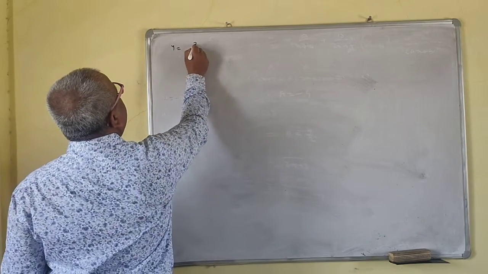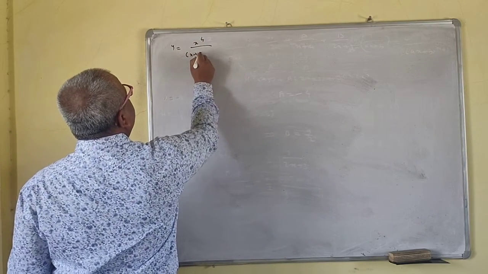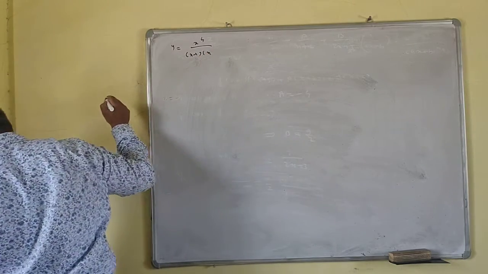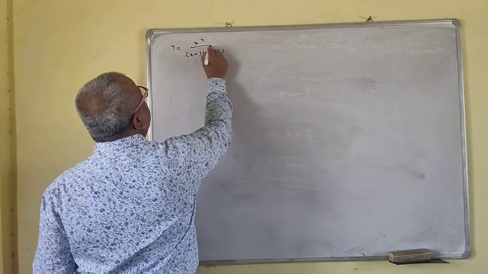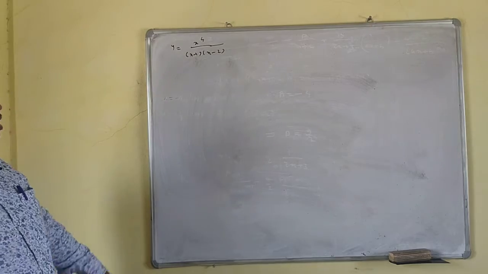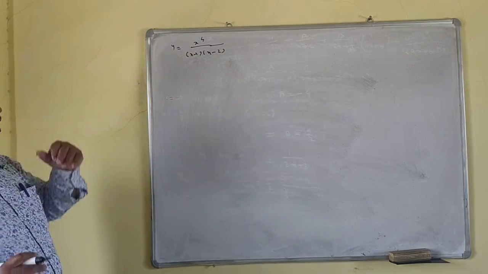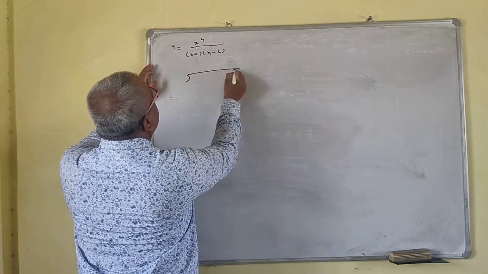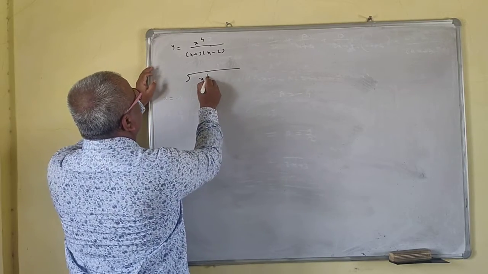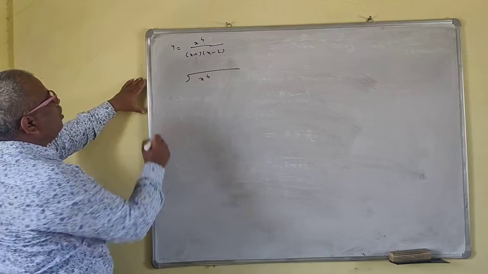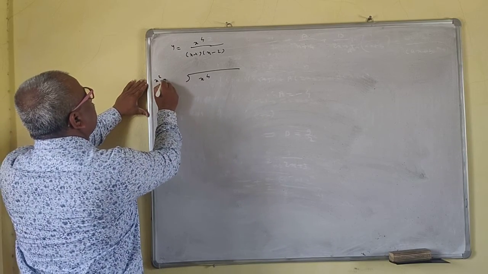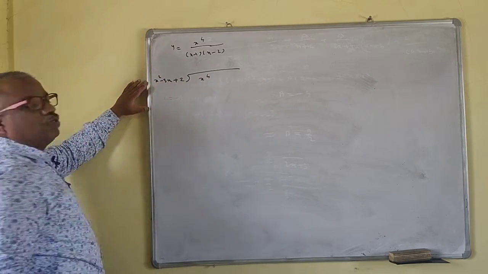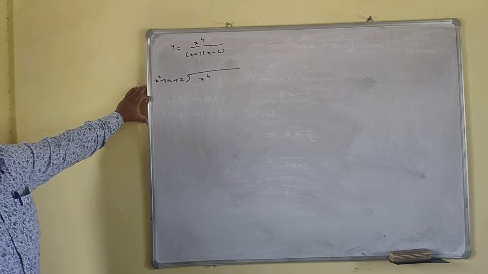Suppose y is equal to now x to the power 4 upon x minus 1, x minus 2. Suppose this. Okay. Now here what happened? Degree of the numerator is greater than degree of the denominator. For this, what you have to do? So you have to multiply by this here, x to the power 4 will be here. And you have to multiply this plus 2. You have to find the quotient and the remainder here.